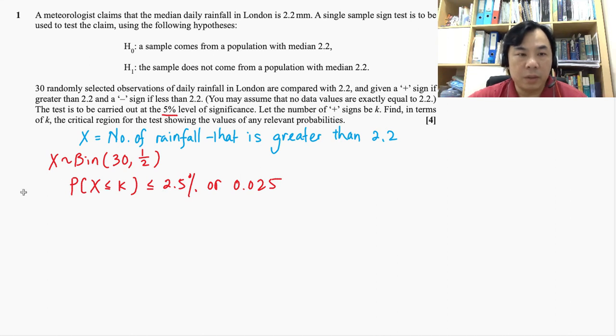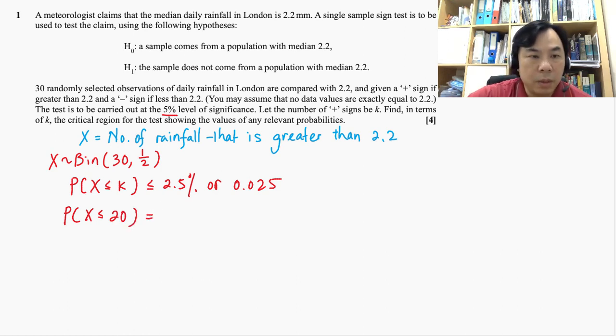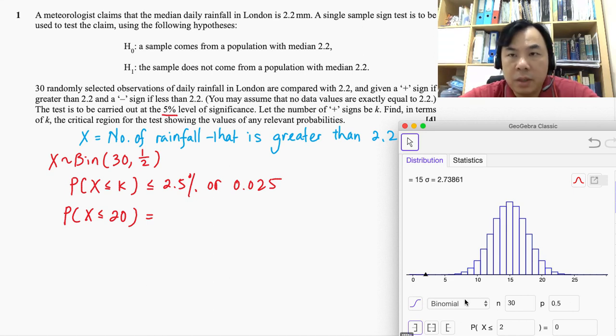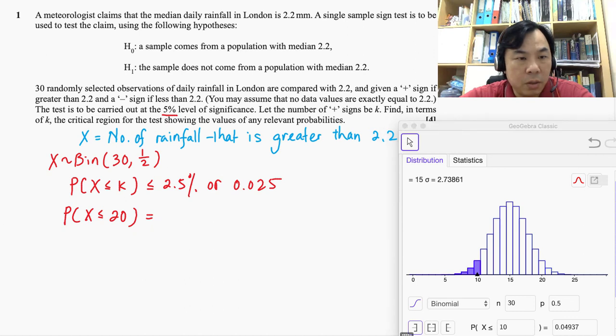All right, let's look at the left-hand tail. By using trial and error, we are going to figure out, for instance, for any X less than 20. By using my software here, we can figure that out. The number of trials is 30, the probability of success and failure is 50%. I'm interested to investigate its lower tail. Less than 20 is too far away. I think that would be less than 10, sorry.